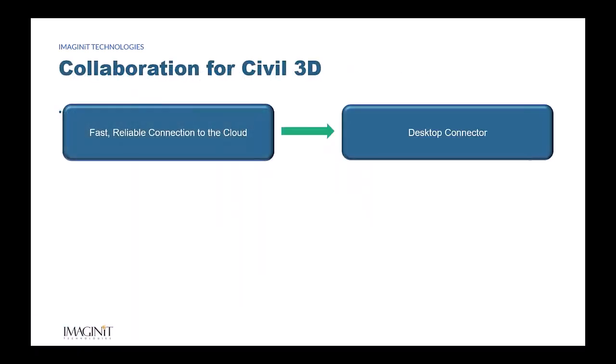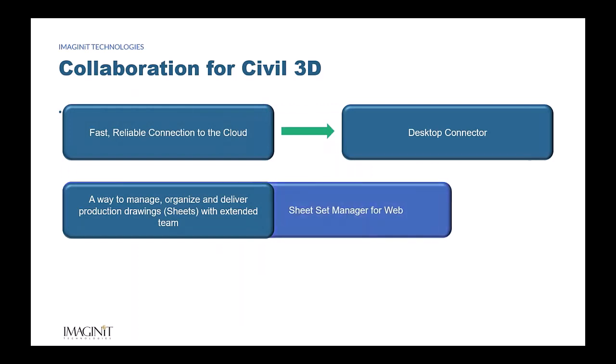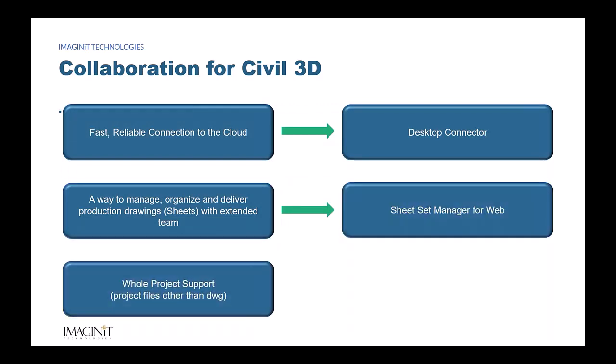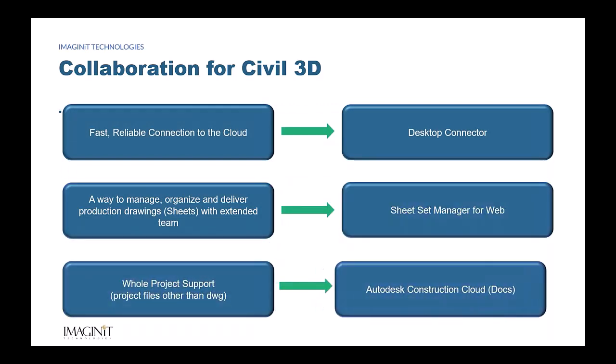Kind of want to, I'm just going to pull all these out here and speed that up a little bit here. So I pull through here just so you can see. So the desktop collaboration for Civil 3D, key things are it's fast, reliable connection to the cloud. Desktop connector is what makes that happen.